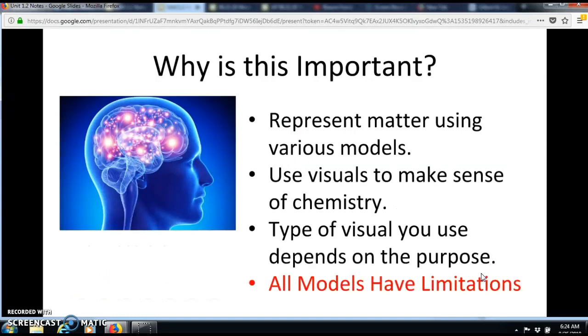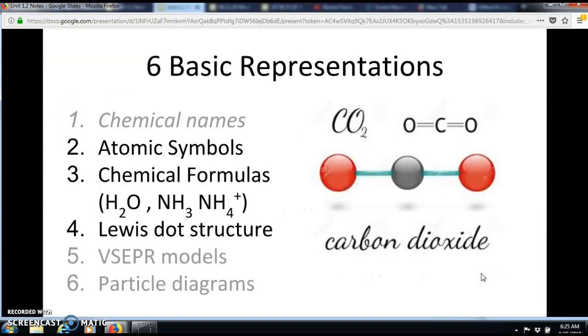So let's begin. Okay, so real quick, why is it important for us to go through these different representations of matter? It's because we utilize these visuals to make sense of chemistry, and there are many different types of visuals or models that we use, depending on the purpose for which we intend to use them. All of these models have limitations. That means that you are going to have to utilize all of these models in some way. So it's important to see what they are all together, because sometimes you'll have to translate from one to the other. And I hope that you'll find going through these basic representations helpful.